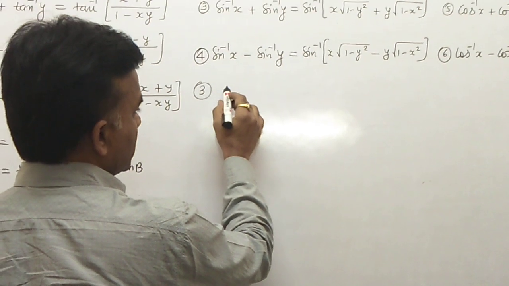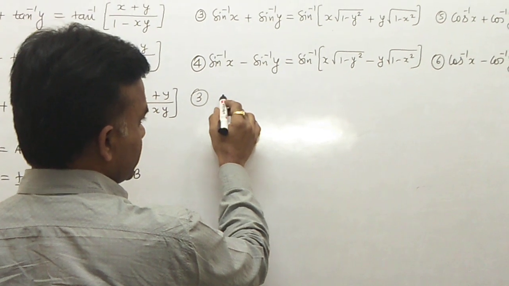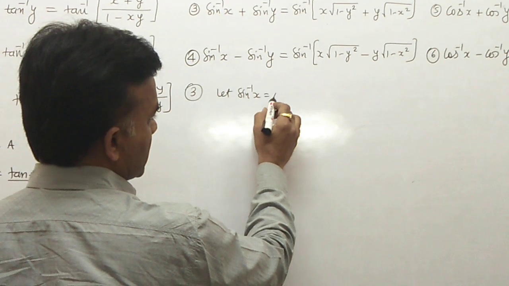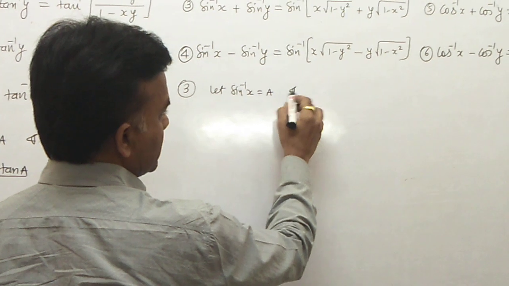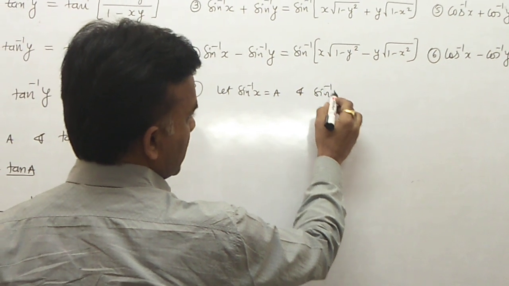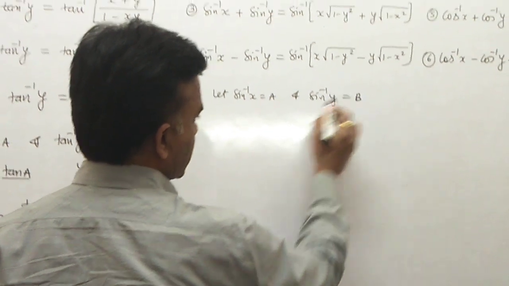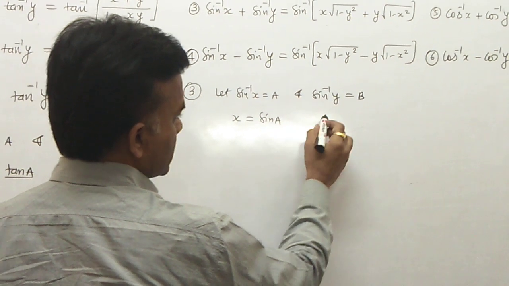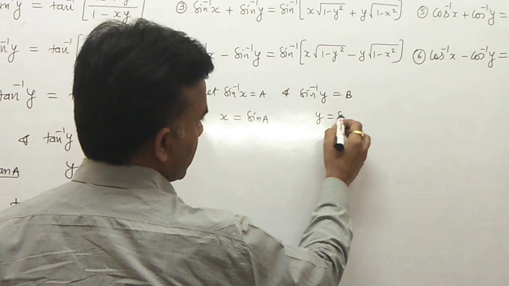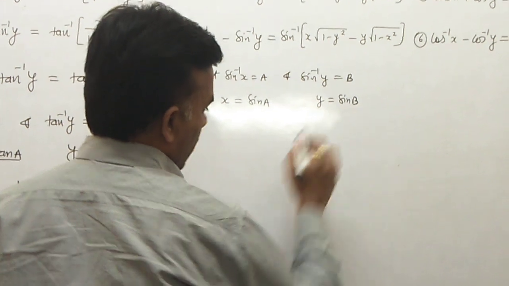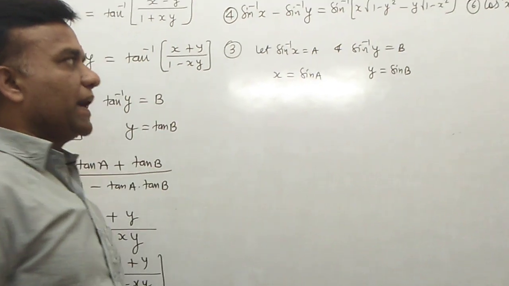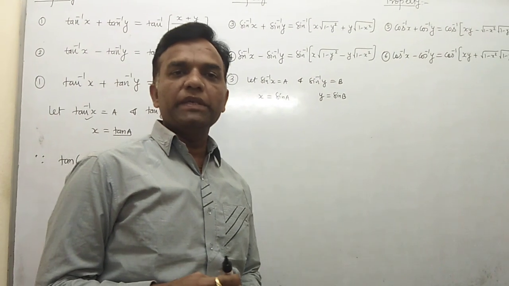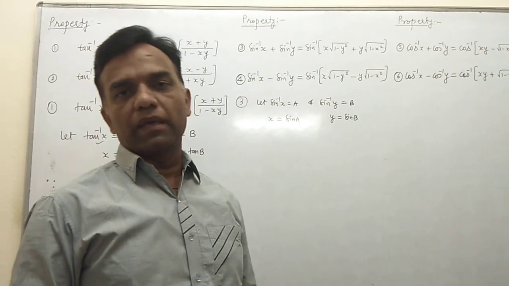So first you assume, write down, let sine inverse x equal to A and sine inverse y equal to B. Therefore x equals sine A and y equals sine B. Okay, in this formula we use the same concept of sine of a plus b. Sine of a plus b means sine a cos b plus cos a sine b.